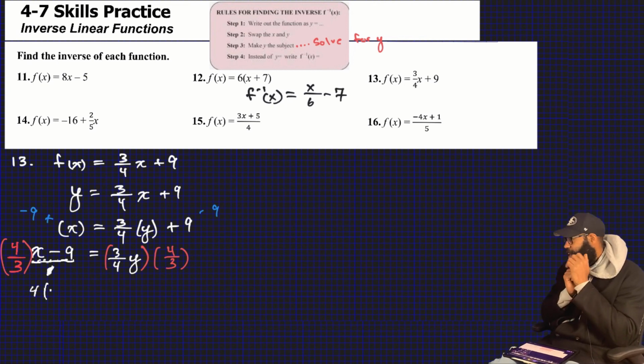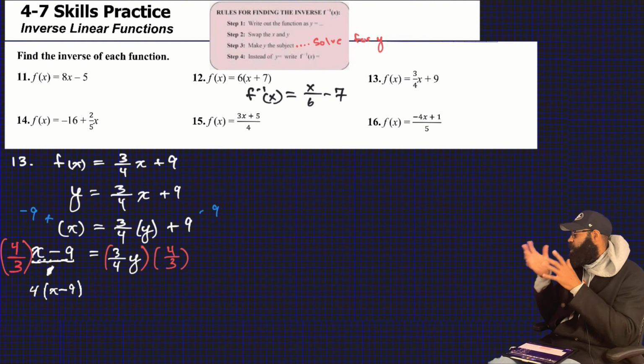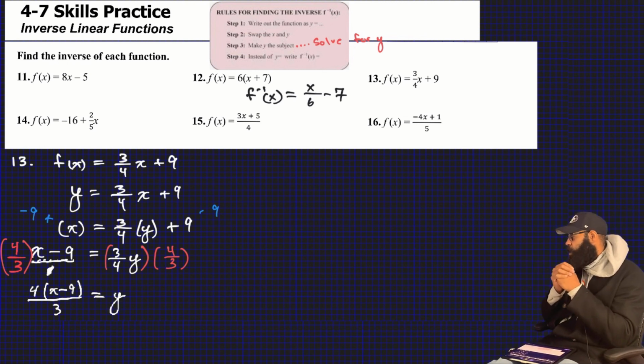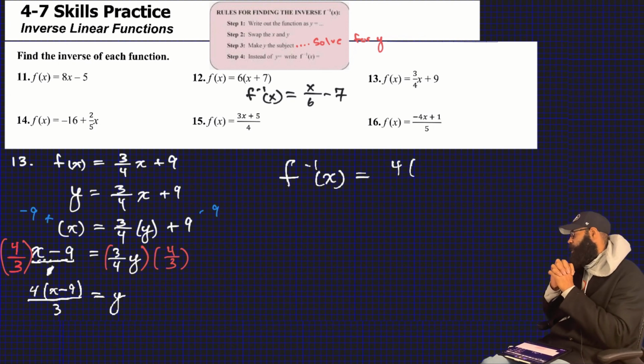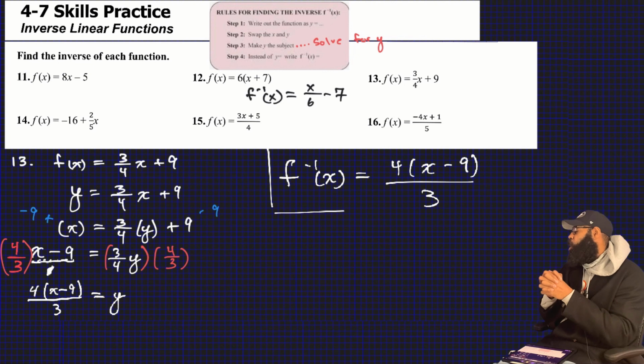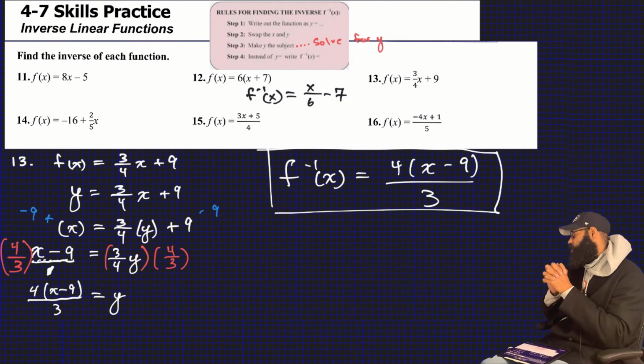But on the other side, this is where you gotta get it, guys. When I say you gotta get it, what's happening? Well, the top is 4 times the quantity x minus 9. The bottom is 3 times 1. So that's it. Keep it like that. The inverse function of x is equal to 4 times x minus 9, all divided by 3. And there we go, guys.